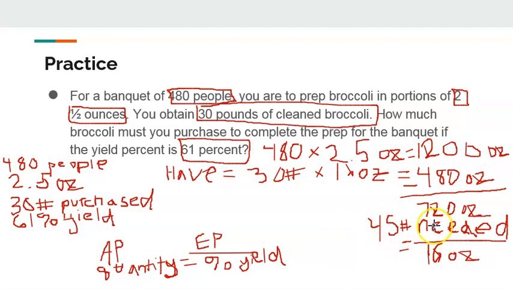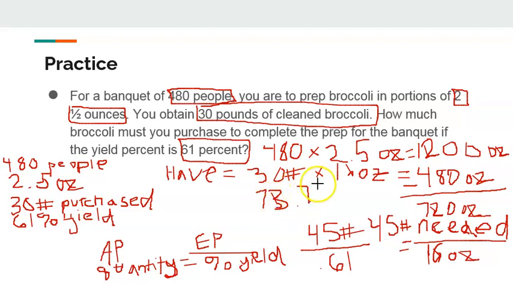So our as purchased quantity equals our edible portion divided by the percent yield. So we can plug in 45 pounds and divide that by a percent yield of 61%, so 0.61. And that answer gives us 73.77 pounds.